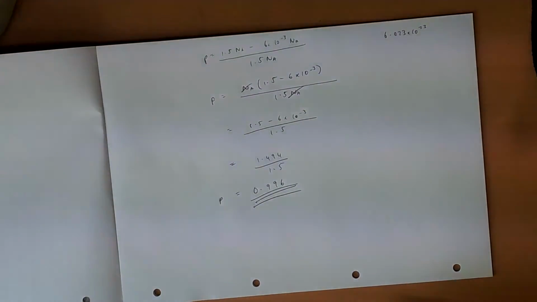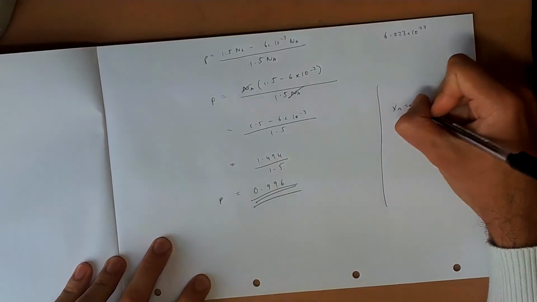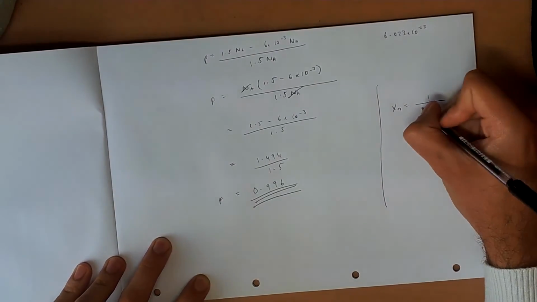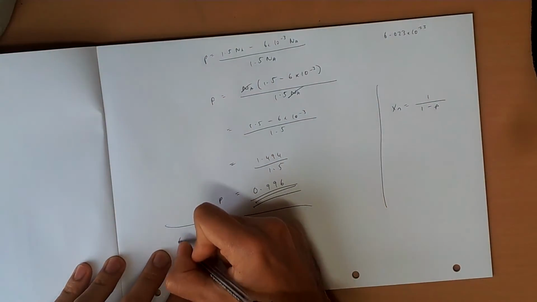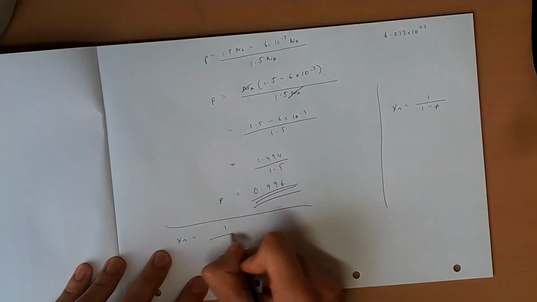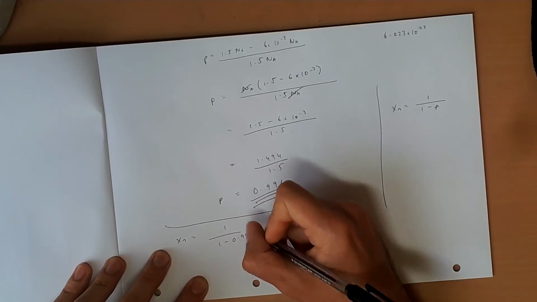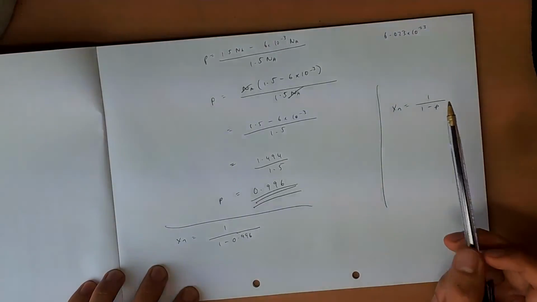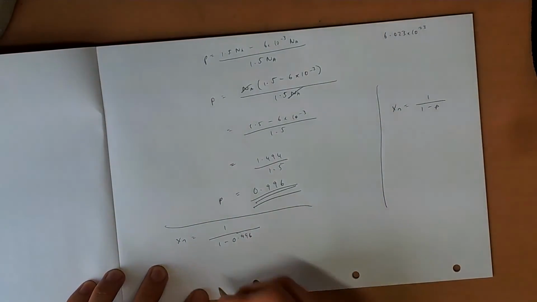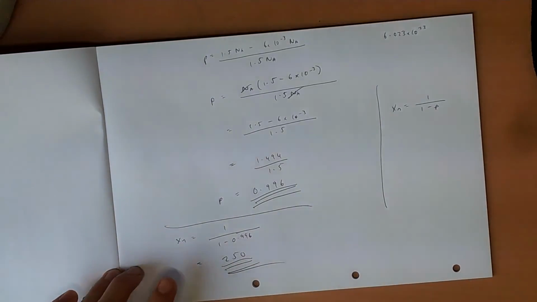So the next part of this question is to determine xn, and as we remember before from Carothers' equation, xn is equal to 1 over 1 minus p, and we already have p. So xn will be equal to 1 over 1 minus 0.996, which if we just put into our calculators, we'll see that xn is equal to 250, and that is the end of the question.